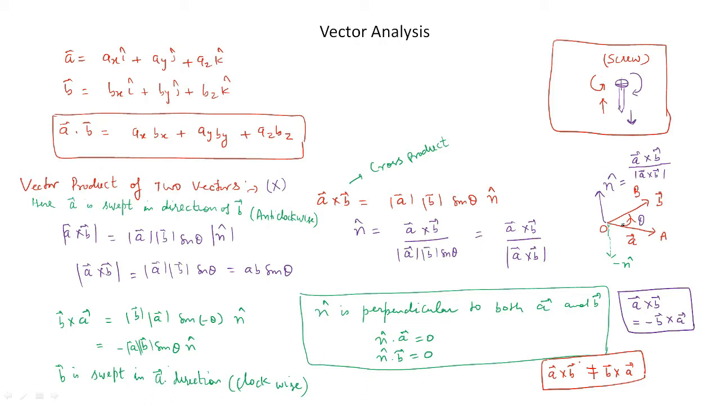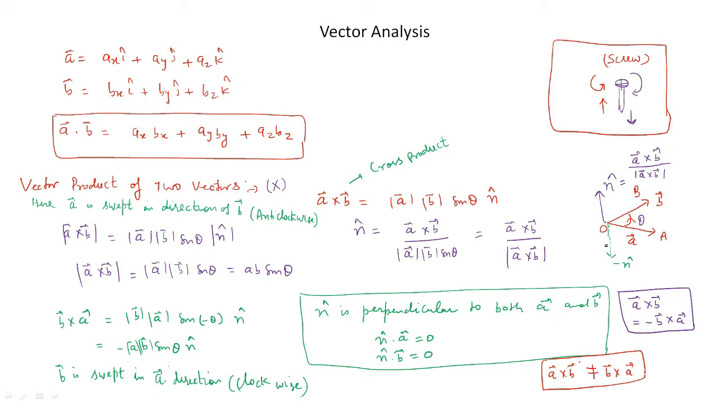The direction of the unit vector n can be defined as follows: when vector A is swept in the anticlockwise direction toward vector B, then the direction of the resultant unit vector n will be in the upward direction. But if vector B is swept toward vector A, that is the clockwise direction, then the resultant vector will be in the downward direction.